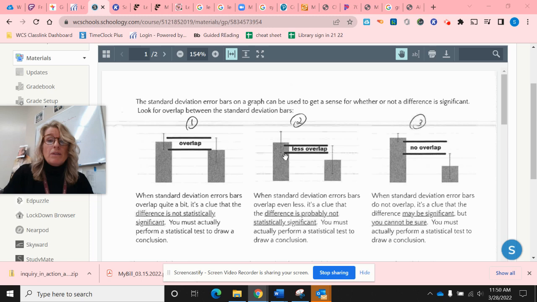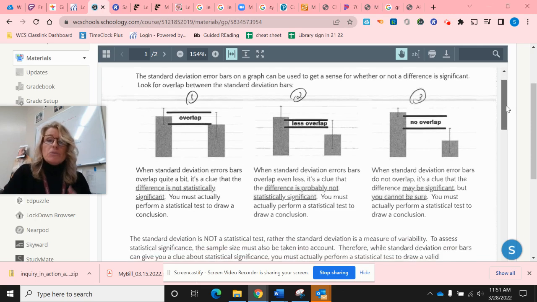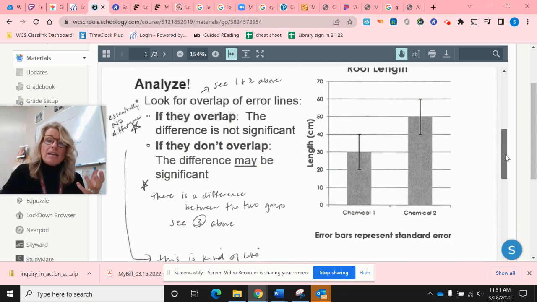Here, there's less overlap. And in this particular situation right here, there's actually no overlap. When the error bars are so far apart and they don't overlap, that's when we can pretty definitively say, gosh, there is a difference between the two treatments, or there is a difference between what we observed and what we expected.